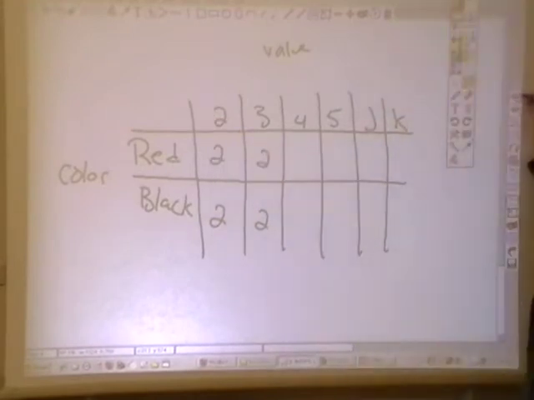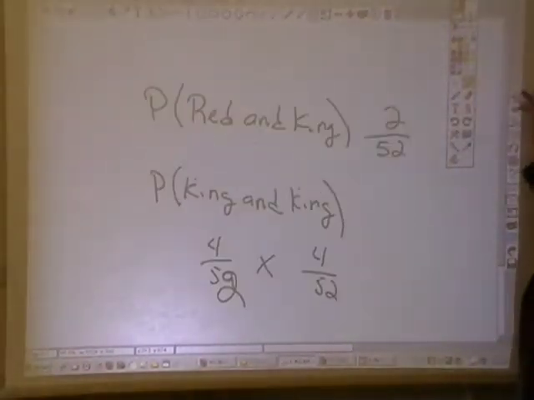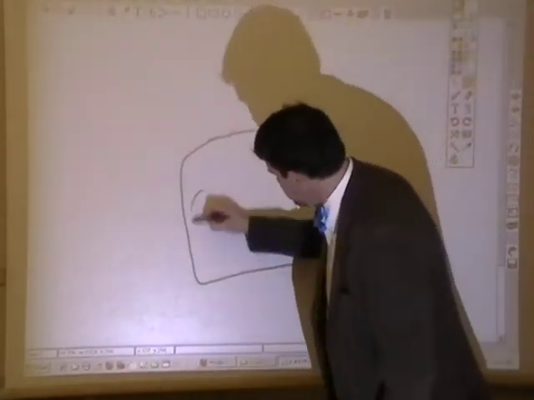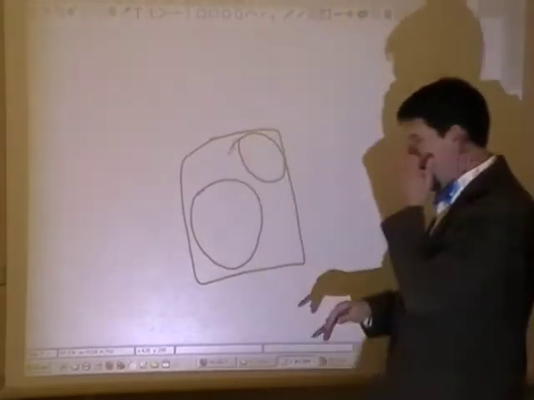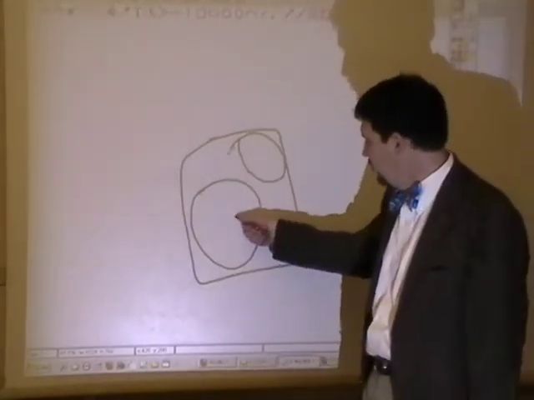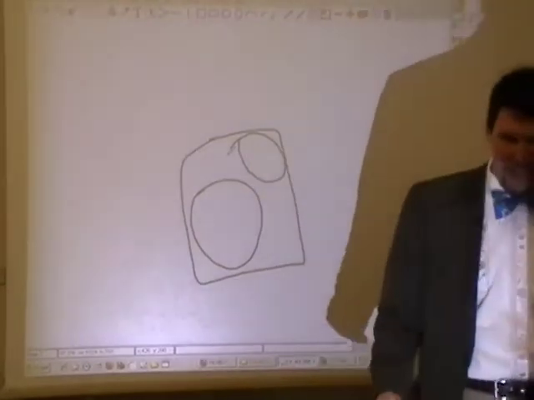If we think about this as a Venn diagram, here are your red cards, and here are your black cards, and they take up the entire space, by the way. It's a crappy picture, but they take up the entire space. The card is red or it's black, they don't intersect.